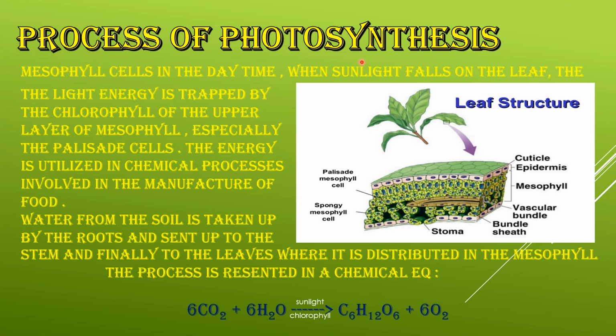Process of photosynthesis. Mesophyll cells during the daytime, as the sunlight falls on them, trap the sunlight. Now let us see the structure of the leaf. The leaf structure is shown in the figure. The outer layer of the leaf is called the cuticle. The first single cell layer is the epidermis. Below that there are elongated, closely packed cells called palisade parenchyma, or palisade mesophyll cells. Below that there are loosely packed cells called spongy parenchyma or spongy mesophyll cells.